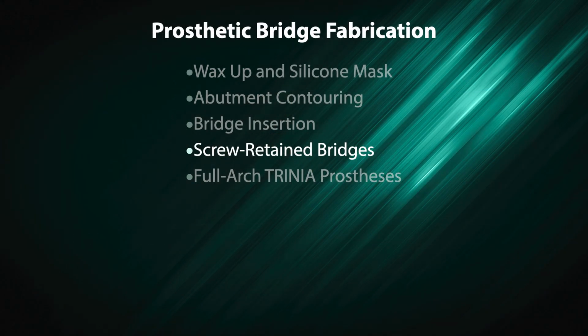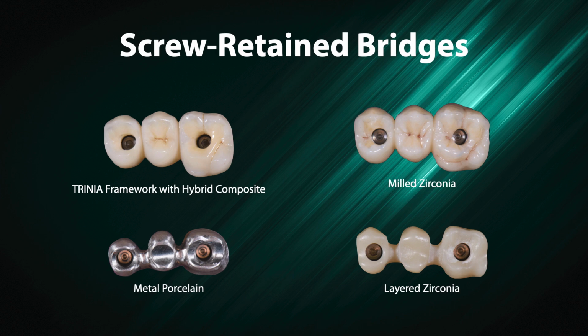Screw-retained bridges. Here are 4 examples of screw-retained bridges. A TRINIA framework with hybrid composite bridge, a milled zirconia bridge, a metal porcelain bridge, and a layered zirconia bridge.